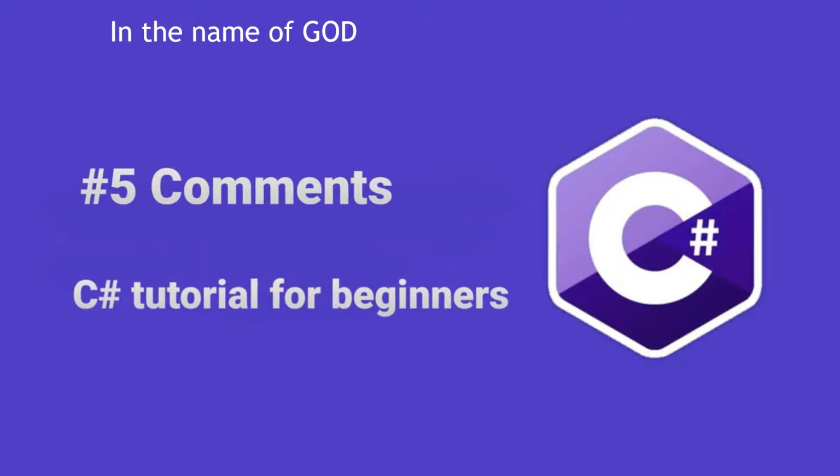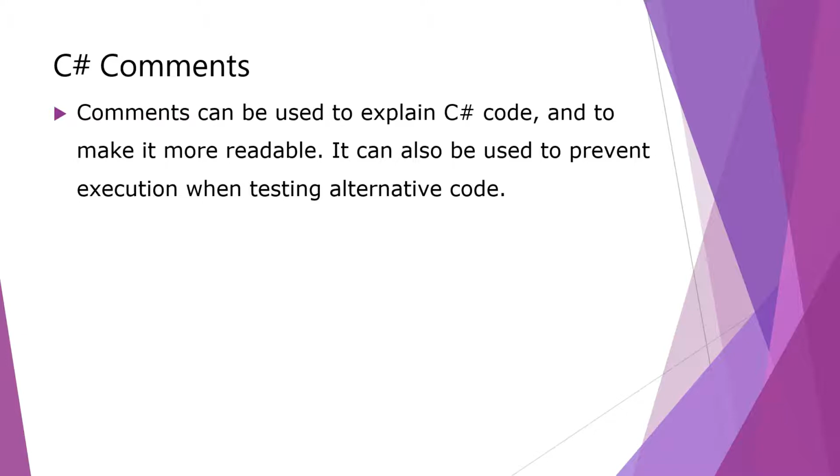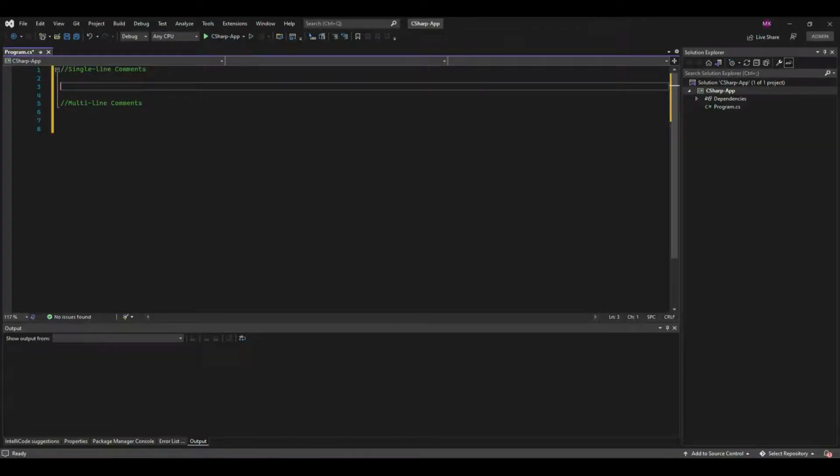Hello guys, in this part we'll learn more about C# comments. Comments can be used to explain C# code and to make it more readable. It can also be used to prevent execution when testing alternative code. We have two ways for comment: single line comments and multi-line comments.